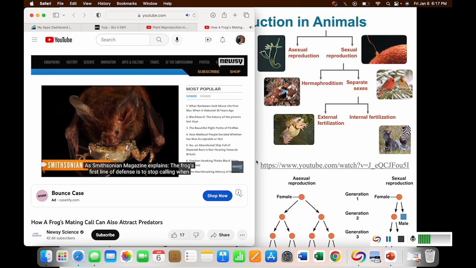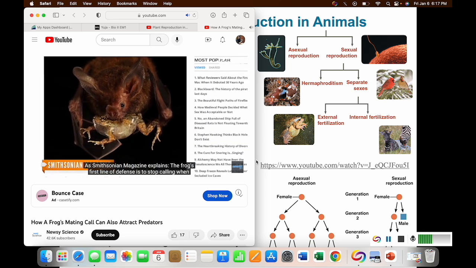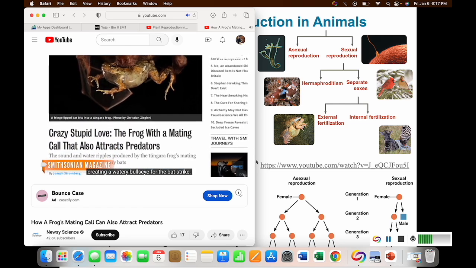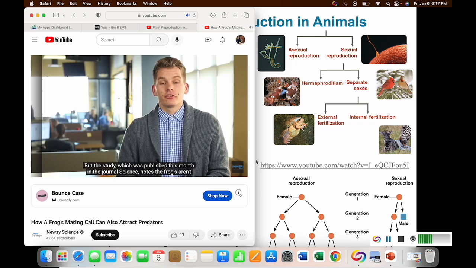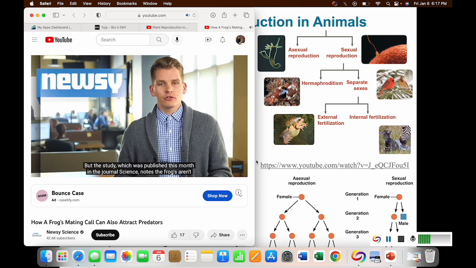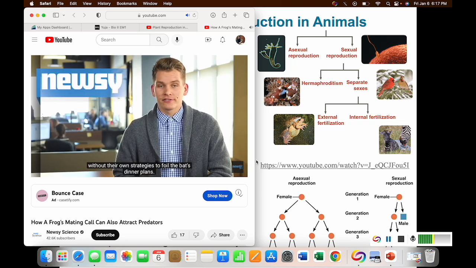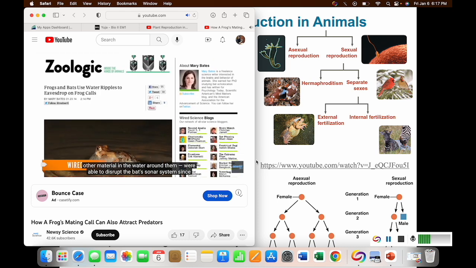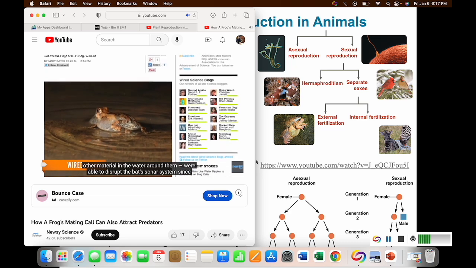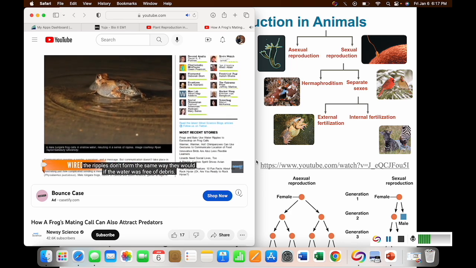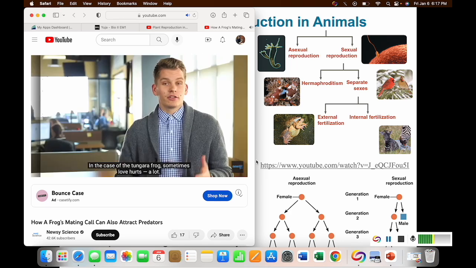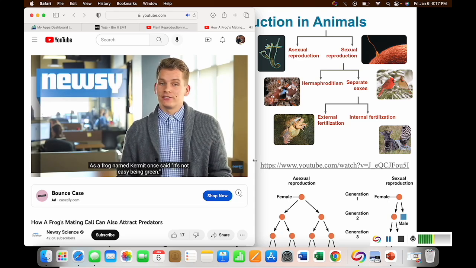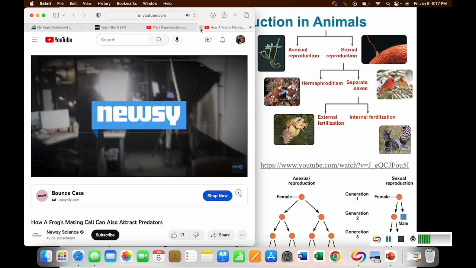As Smithsonian Magazine explains, the frog's first line of defense is to stop calling when they see the bats flying overhead. But ripples continue for a few more seconds, essentially creating a watery bullseye for the bat to strike. But the study, which was published this month in the journal Science, notes the frogs aren't without their own strategies to foil the bat's dinner plans. Wired explains the study found frogs that kept a messy house, with leaves, sticks, and other materials in the water around them, were able to disrupt the bat's sonar system, since the ripples don't form the same way they would if the water was free of debris. In the case of the Tungara frog, sometimes love hurts, a lot. As a frog named Kermit once said, "It's not easy being green." For Newsy, I'm John O'Connor.